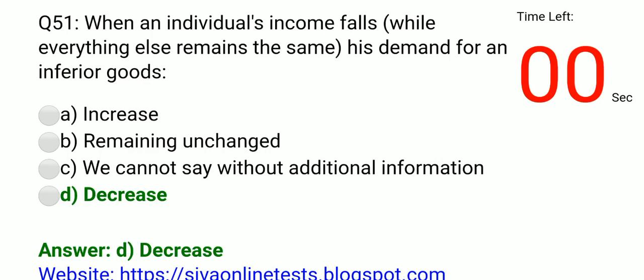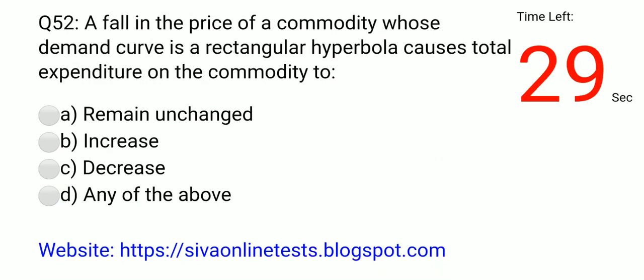Answer. D. Decrease. Question 52. A fall in the price of a commodity whose demand curve is a rectangular hyperbola causes total expenditure on the commodity to. Options. A. Remain unchanged. B. Increase. C. Decrease. D. Any of the above.